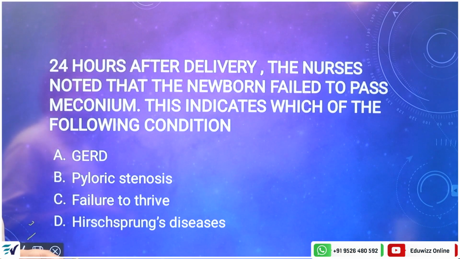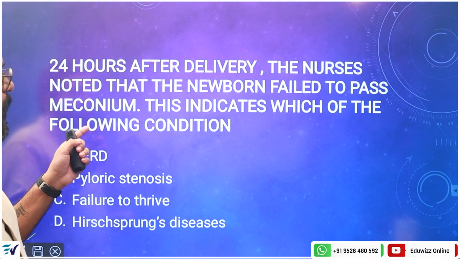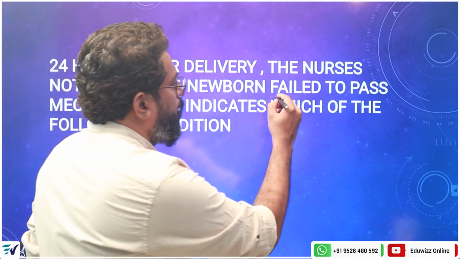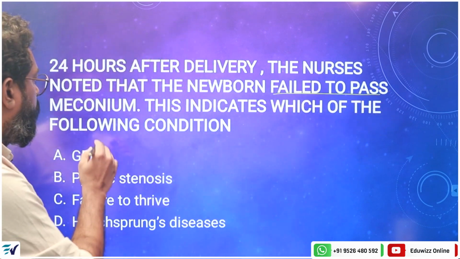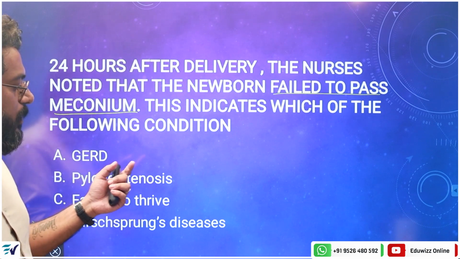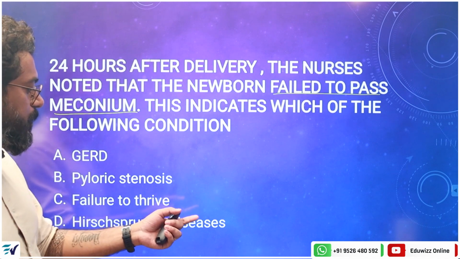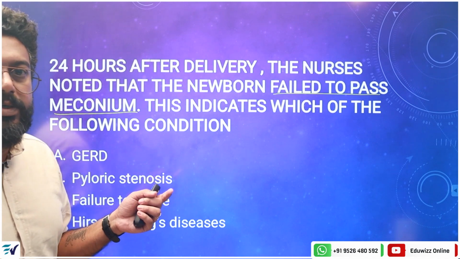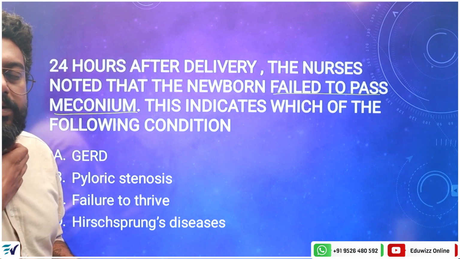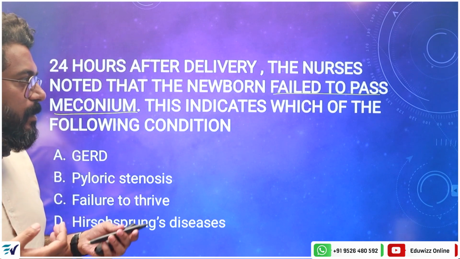Next question. 24 hours after delivery, the nurse noted that the newborn has failed to pass meconium. This indicates which of the following conditions? So the problem is the newborn failed to pass meconium. Options are A, GERD, B, pyloric stenosis, C, failure to thrive, D, Hirschsprung's disease. GERD means gastroesophageal reflux, in which the child will have vomiting due to weakening of the lower esophageal muscles, which causes heartburn.